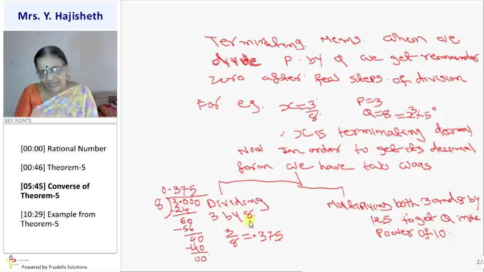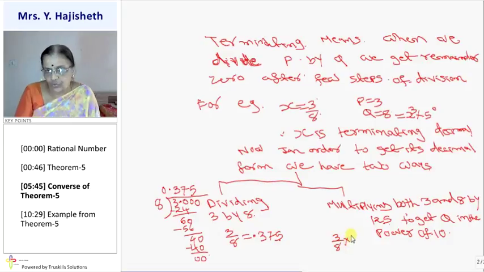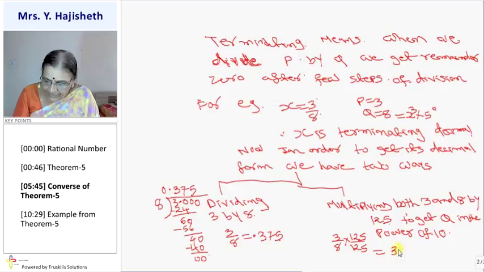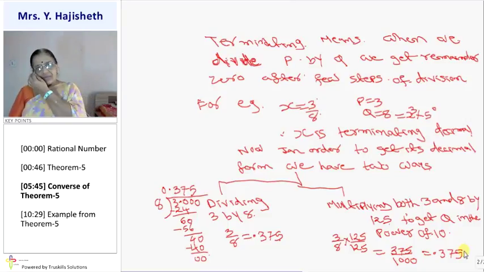By this method also I get 0.375, and by another method 3 by 8 is 3 by 2 cube. 2 cube को 10 cube करने के लिए I should multiply both n and d by 5 cube. 5 cube is 125. So I am going to get 375, 125 into 3 is 375, upon 10 cube. 10 cube matlab 1000. So it is 0.375. By both ways I can get my rational number in a terminating decimal form. Okay.